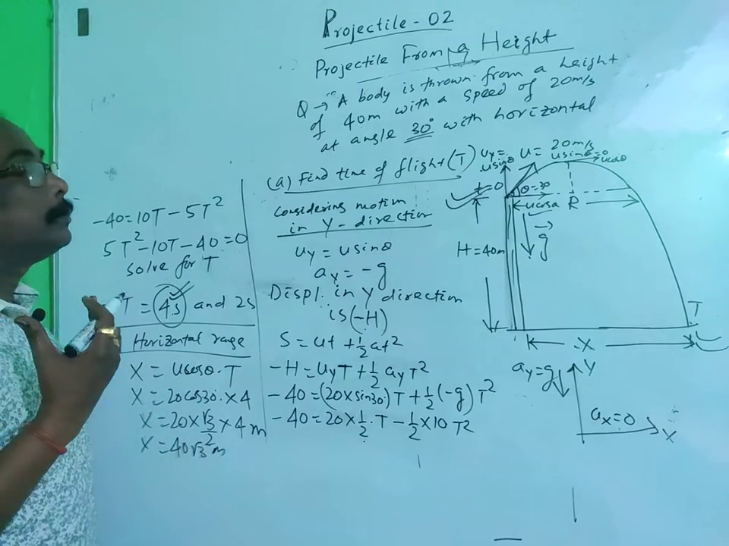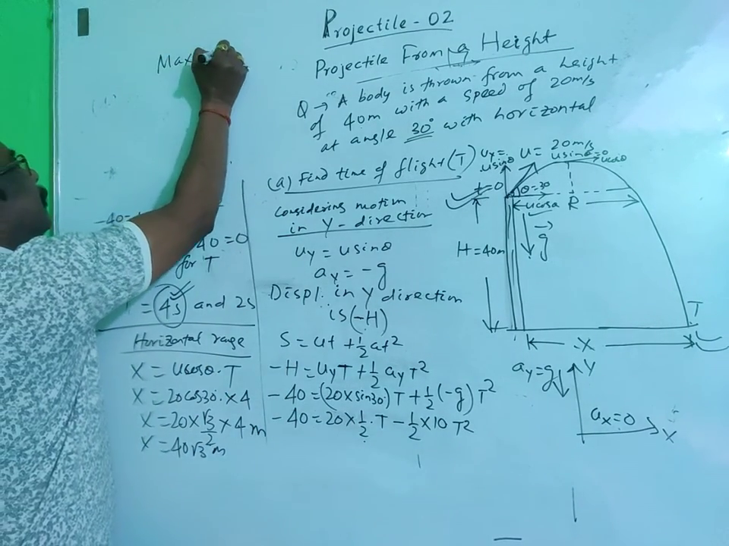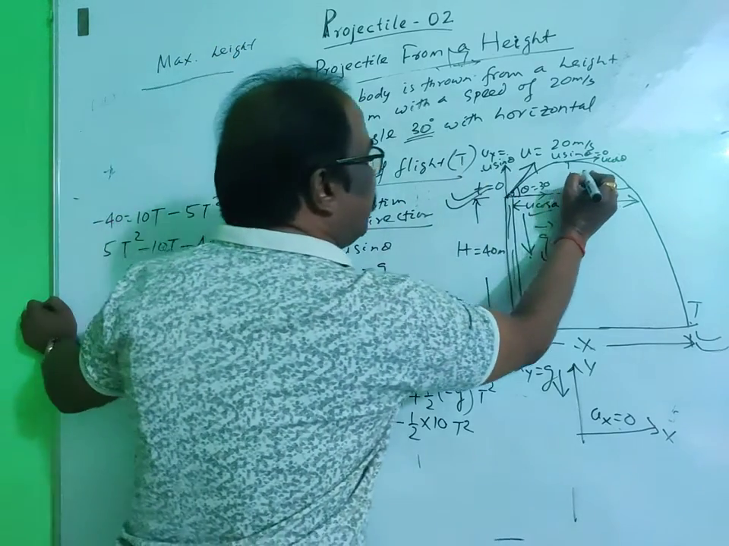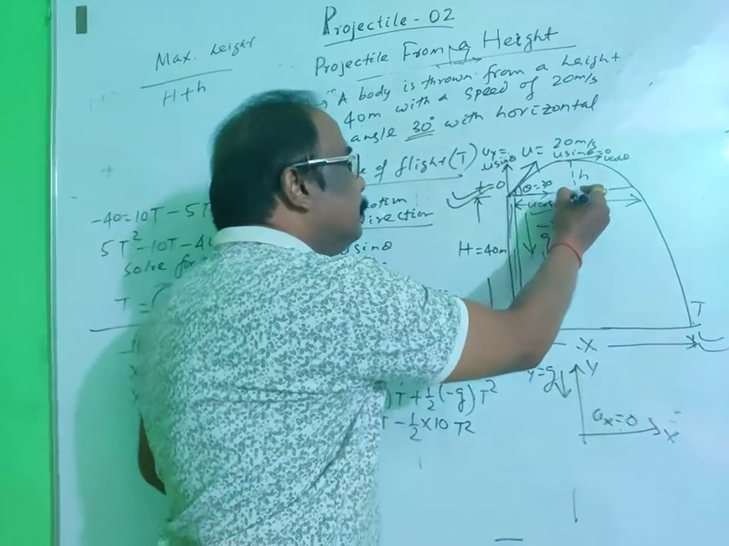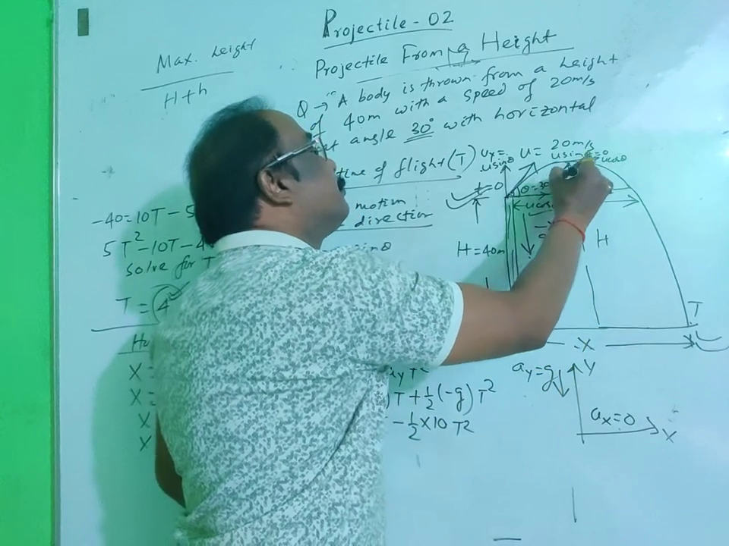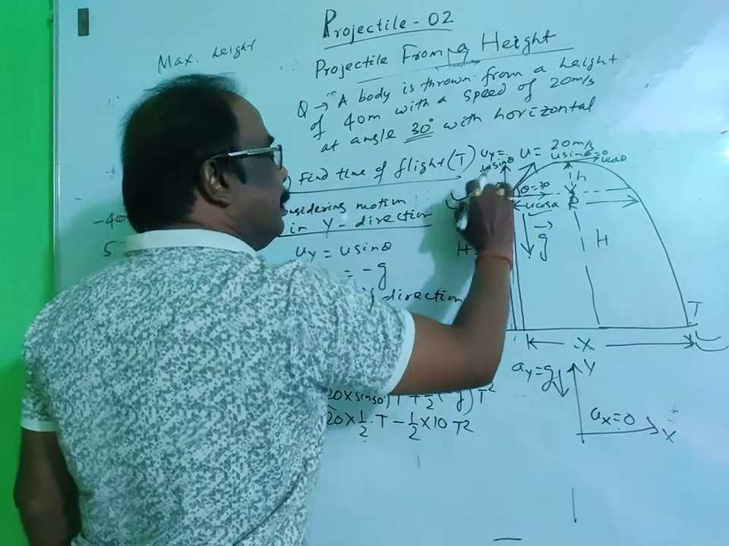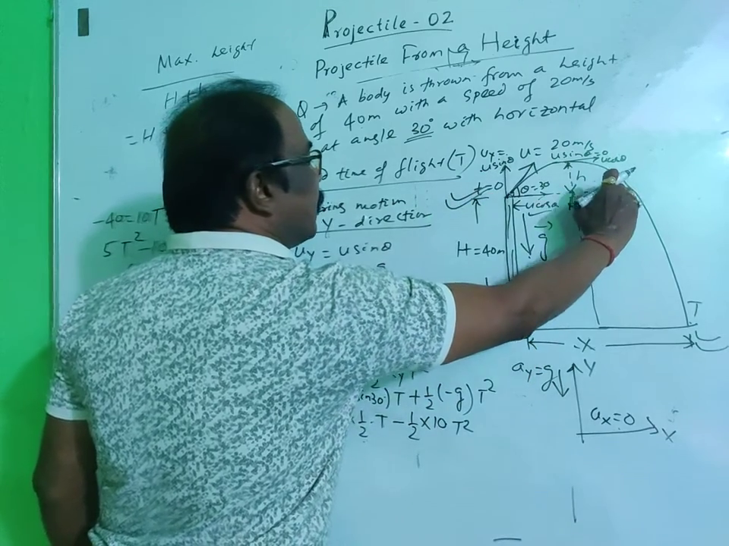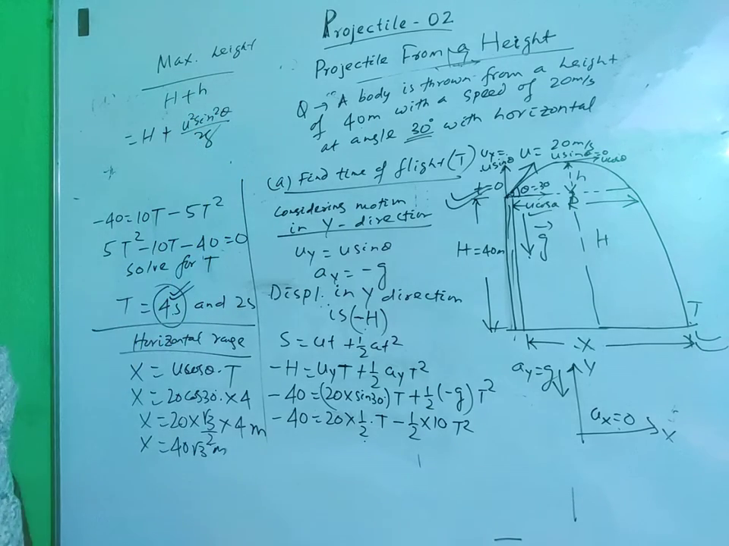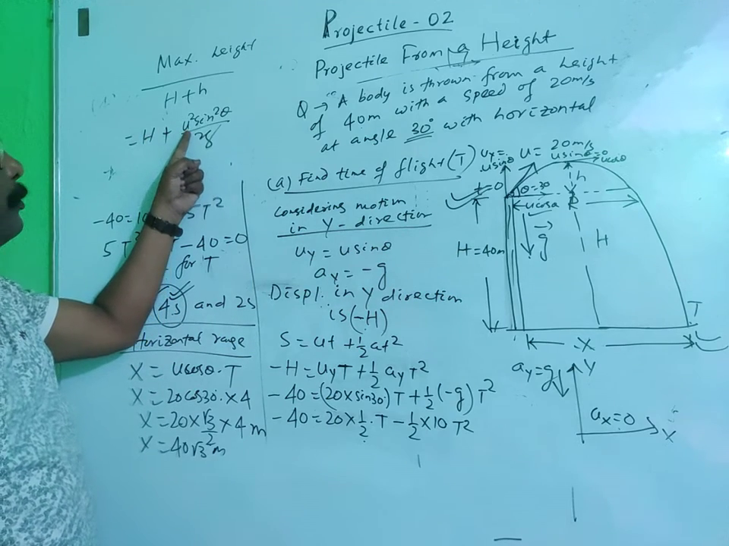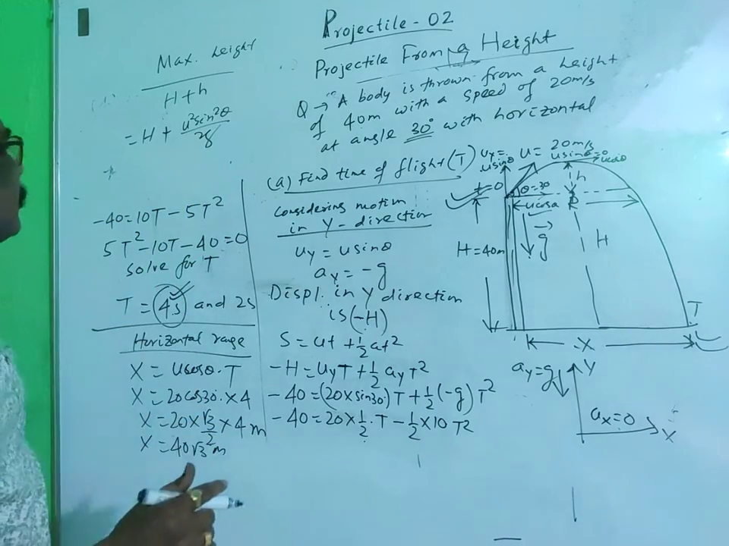Horizontal range, then what may be asked? Other point, maximum height. See, suppose this height is small h, then the maximum height is H plus h. Height is measured from the ground. This is capital H and this is small h. And H plus h is the maximum height in projectile motion. If we consider the body is thrown on the ground, then the formula for H is u square sine square theta by 2g. You can calculate it now. h is given 40, u is 20, theta is 30, take g as 10 meter per second square. You can calculate it.